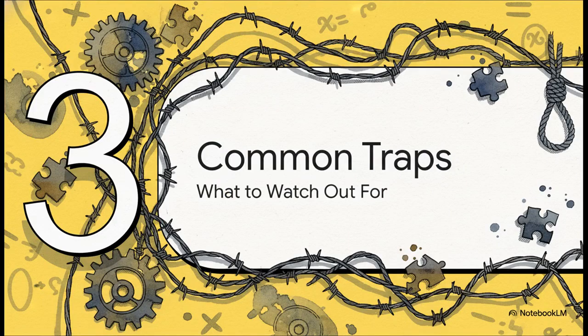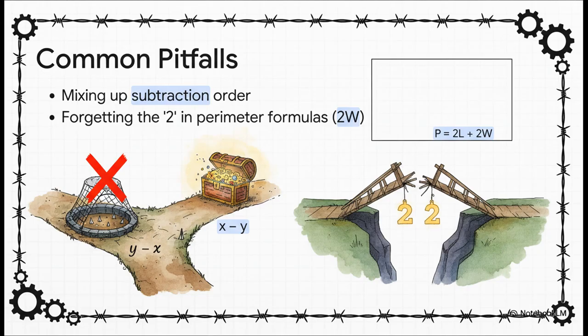Now, before we wrap up, every code has its traps, right? And these word problems are no different. So let's look at a couple of common pitfalls just so you can avoid them. Two of the biggest mistakes are really easy to make. First, mixing up the order in subtraction. And we're going to dig into that one in just a second. And second, just forgetting the 2's in the perimeter formula. You've got to remember, perimeter is 2 lengths plus 2 widths.